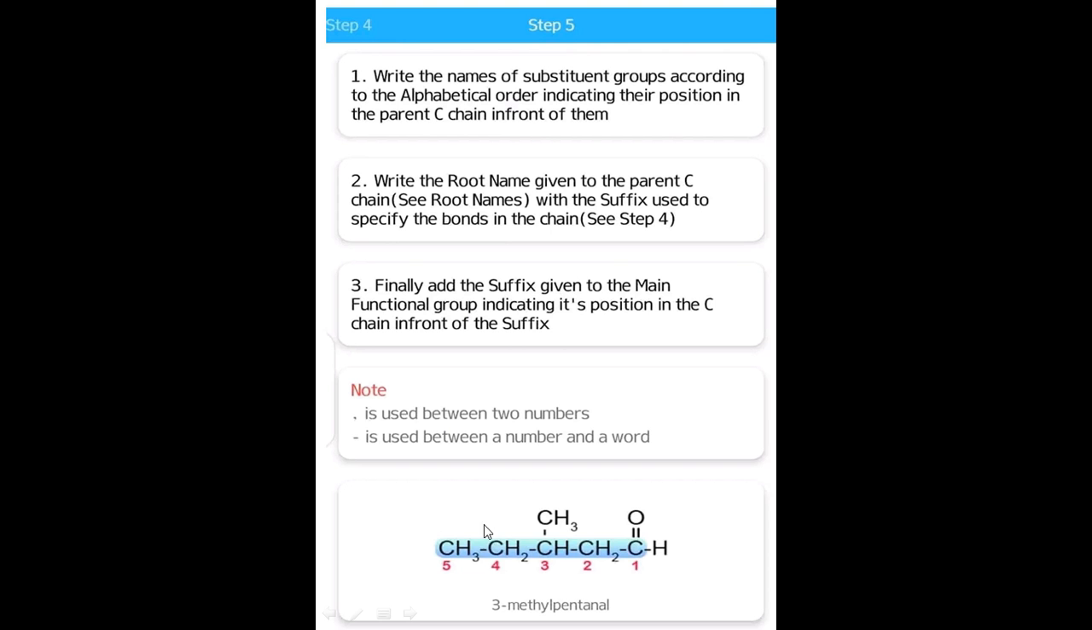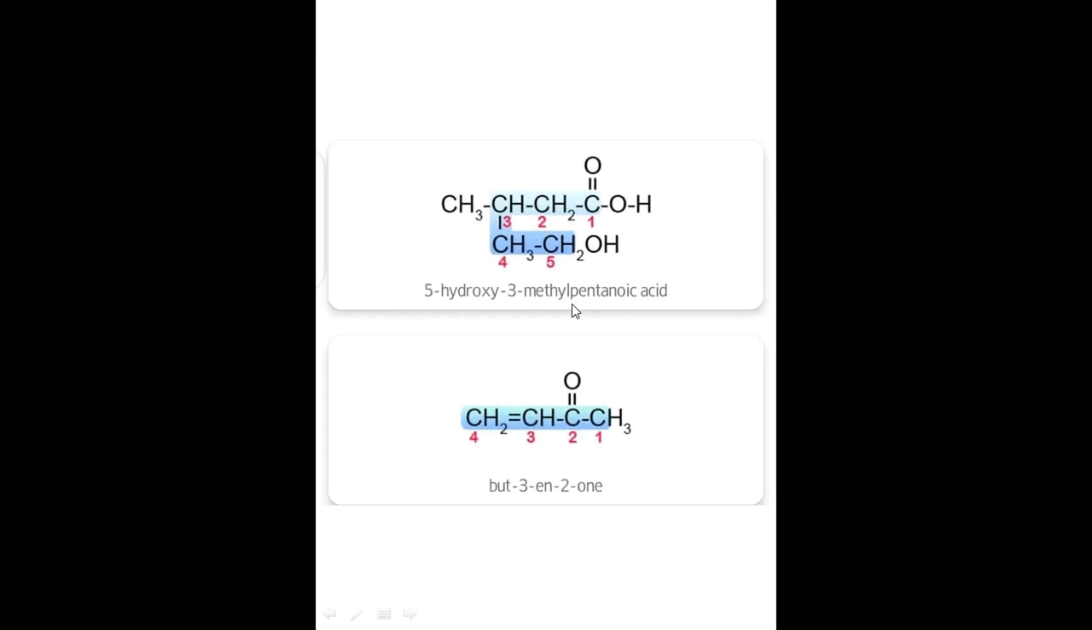So let's have this. The parent chain here is pentanal. Then the methyl group here is a substituent at position 3. So this one will be named 3-methylpentanal. This 3 indicates the position of the methyl. 3-methylpentanal. When we come here, the parent chain is pentanoic acid.